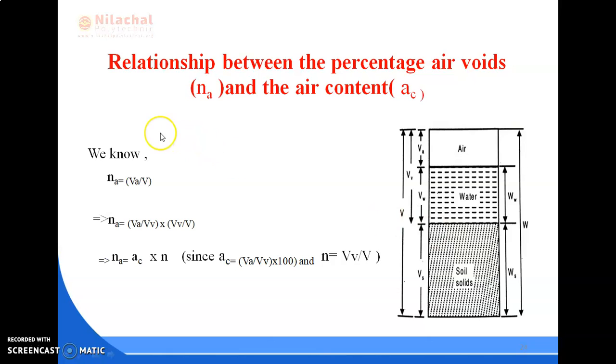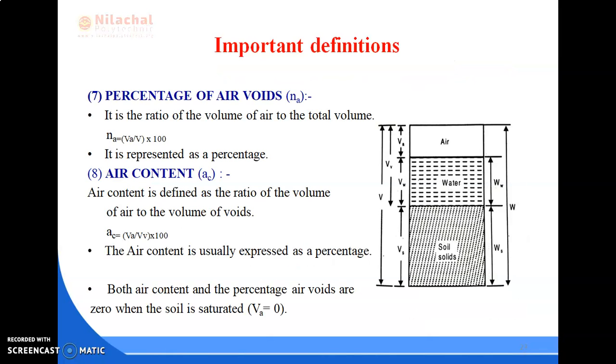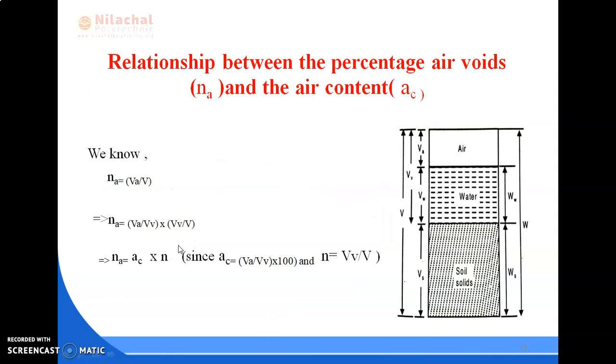So we have to find out the relationship between air content, this is Ac, and percentage air voids, this is na. We have already discussed that na equals Va by V, and Ac equals Va by Vv.